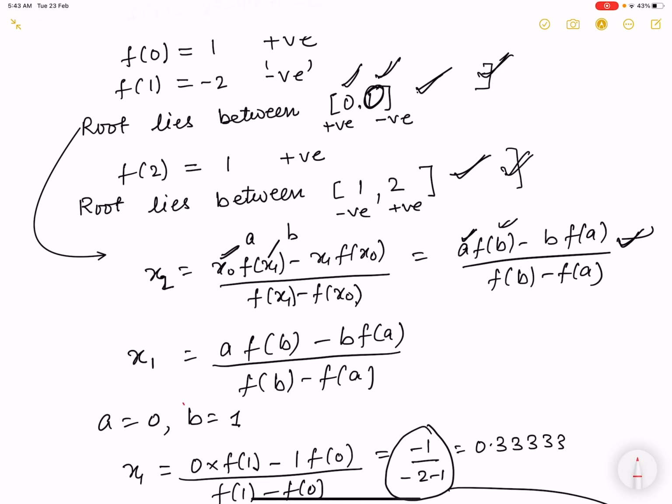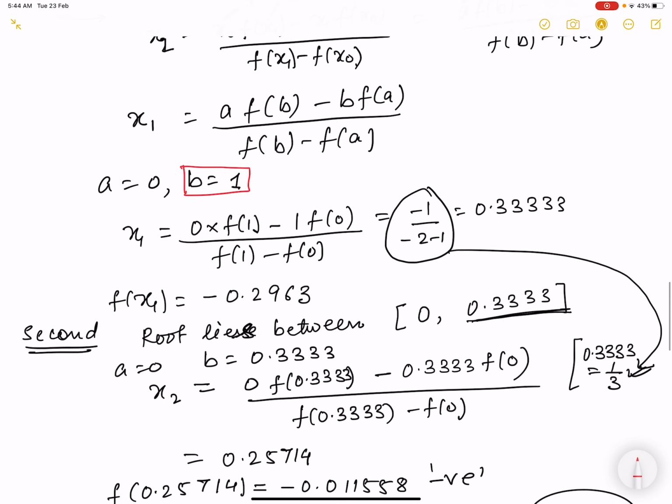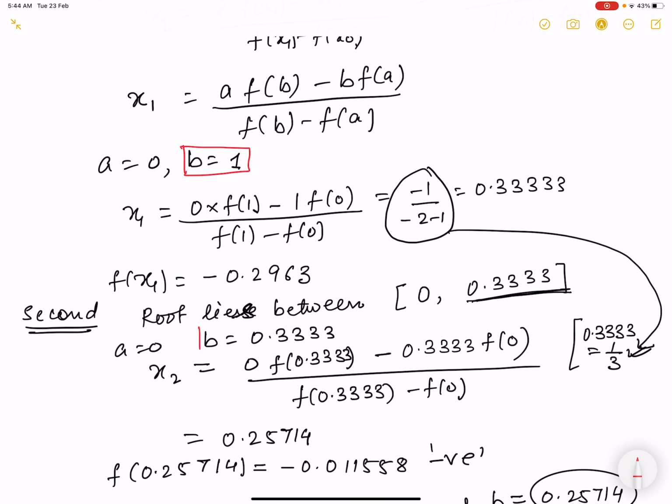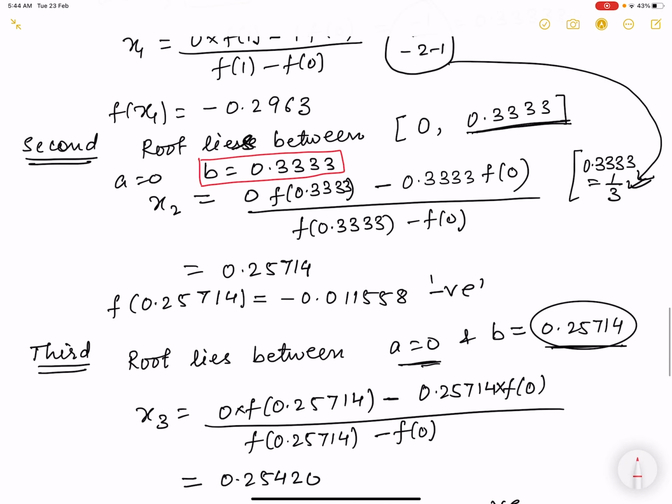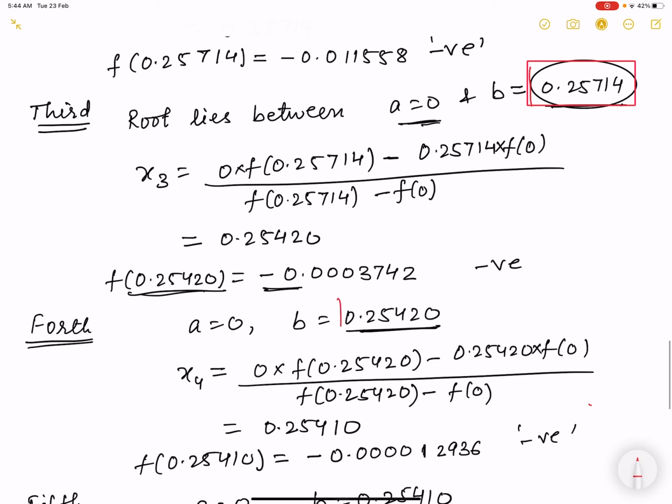Now students, let us see how we conclude that this is our answer. If you see, b was 1 from the starting. In the second iteration, since the value of the function was negative, we changed the value of b and it came out to be 0.3333. In the third iteration, the value of b came out to be 0.25714. If this value recurs till the desired decimal places, then we say that we have reached the answer. Let us move to the fourth iteration and see the value is 0.2542.